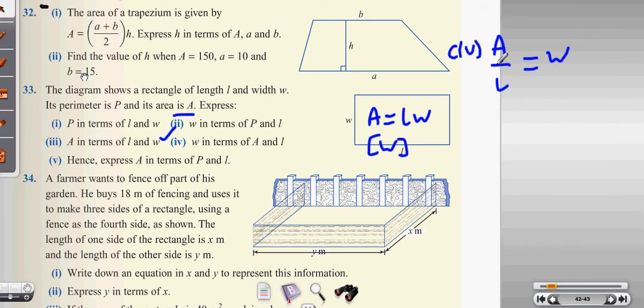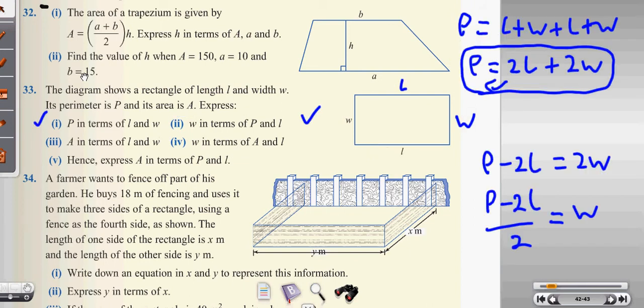Now, for part 5, what we've got to do is get area in terms of perimeter and length. This means we're going to have to get rid of W, okay? So we know that W equals (P minus 2L) over 2.